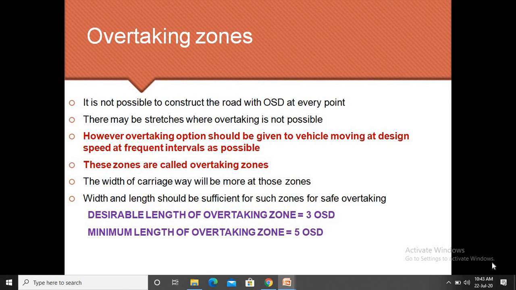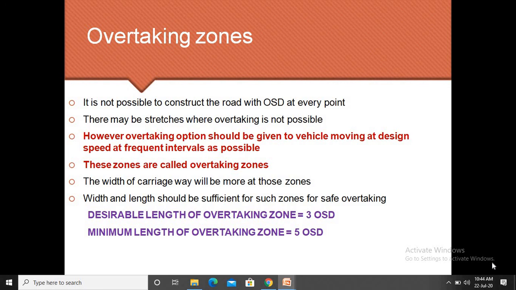We can take the maximum overtaking acceleration here, rate of acceleration versus speed. And there are some overtaking zones. At that particular time only, the carriageway can be maximum there. It is not possible to construct the road with OSD at every point; that is a cost matter. There may be a stretch where overtaking is not possible. However, the overtaking option should be given to vehicles moving at design speed at as frequent intervals as possible. These zones are called overtaking zones. The width of carriageway will be more at this zone, and width and length should be sufficient for safe overtaking.